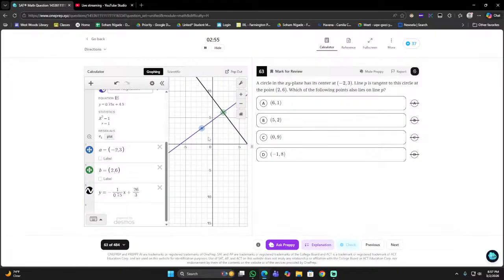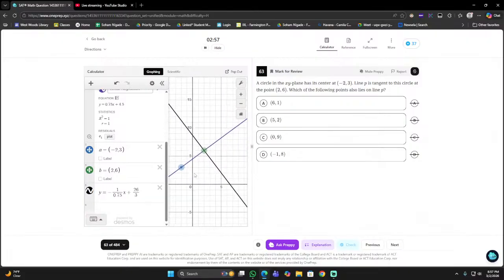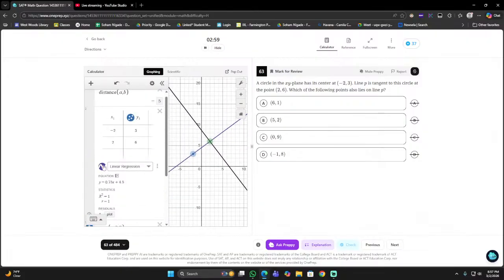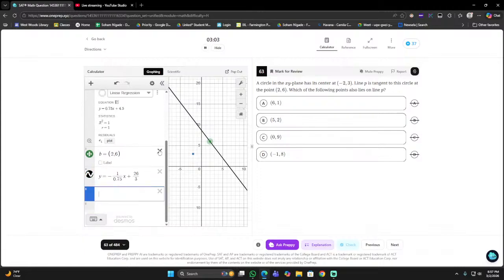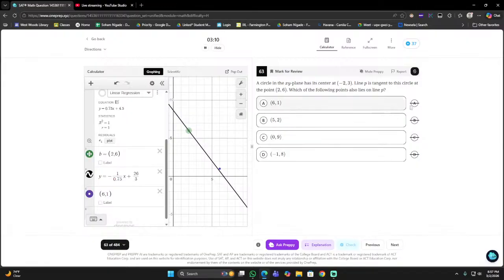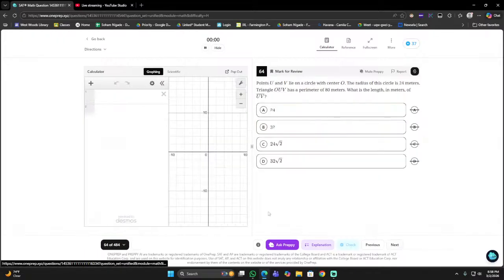This is the line which is tangential, boys. Which of the following points also lie on P? So now we don't need this equation, and we can frankly just delete A over here. Now we just need to do the 6 comma 1. It doesn't lie on this line clearly. 5 comma 2. 5 comma 2 lies on this, and oh my goodness, what a problem! Sure, next question.